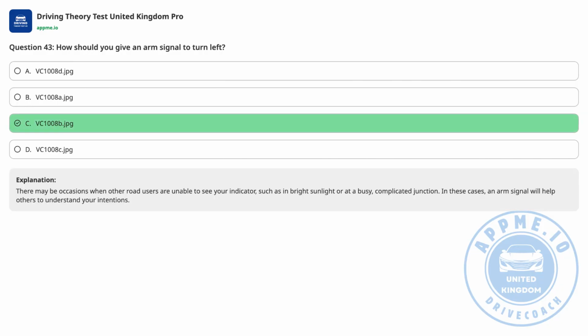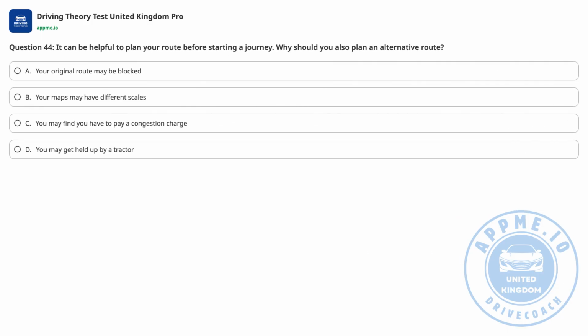The correct answer is C. Question 44. It can be helpful to plan your route before starting a journey. Why should you also plan an alternative route? A. Your original route may be blocked. B. Your maps may have different scales. C. You may find you have to pay a congestion charge. D. You may get held up by a tractor.